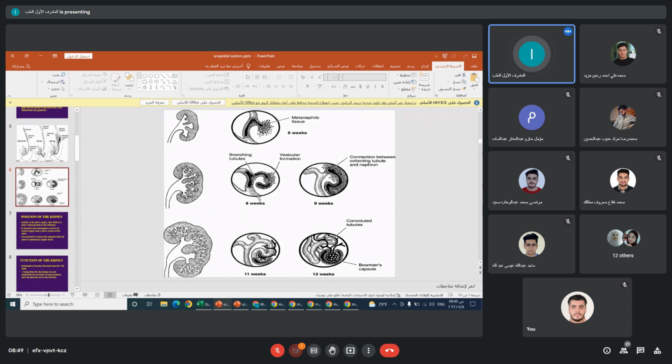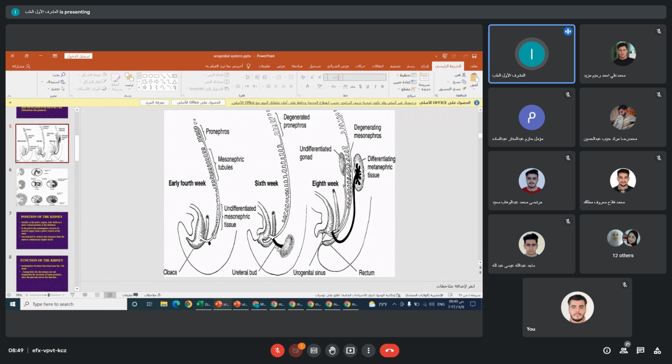Okay, now the kidney develops from where? First, the metanephric tissue, which is this black one. This metanephric tissue will form the nephron, which is the excretory part that excretes waste products and urine. And this one, which we called the ureteric bud, this one, the black, is the ureteric bud. Then the kidney will develop from the ureteric bud and from the metanephric tissue.